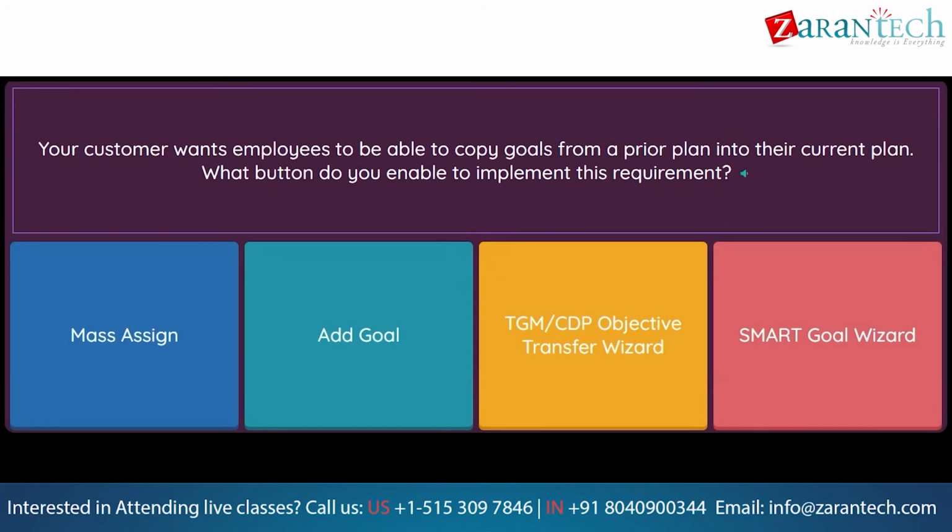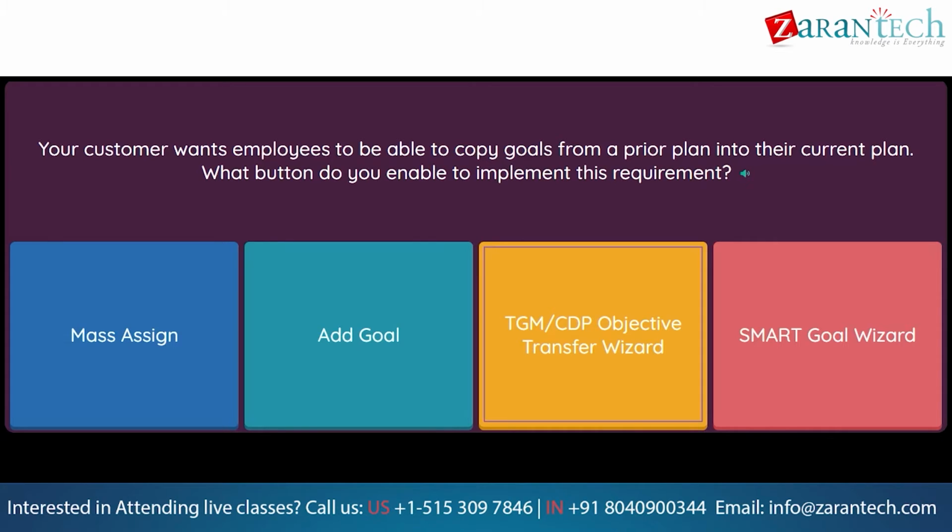Question: your customer wants employees to be able to copy goals from a prior plan into their current plan. What button do you enable to implement this requirement? Option 1: Mass Assign. Option 2: Add Goal. Option 3: TGM/CDP Objective Transfer Wizard. Option 4: Smart Goal Wizard.